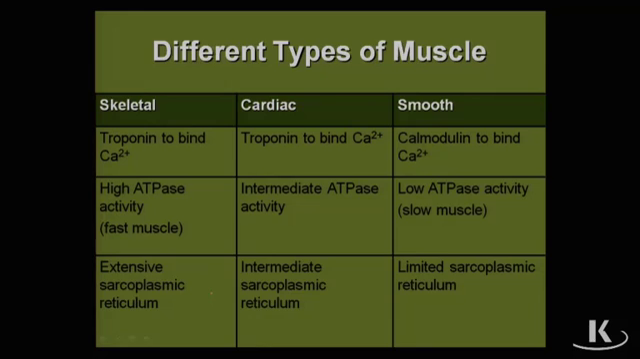Now, back to the different types of muscle. Troponin binds to the calcium. This moves tropomyosin out of the way. And when tropomyosin is moved out of the way, then the myosin heads can attach and pull it along.